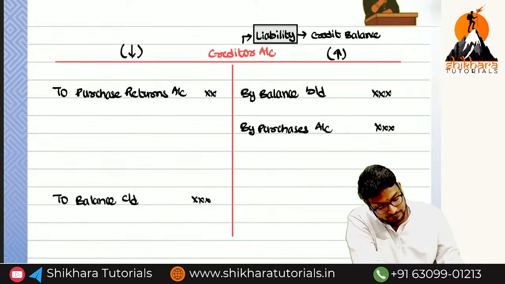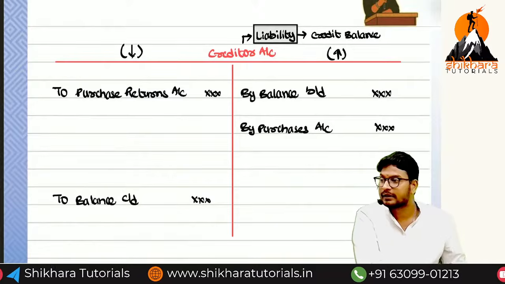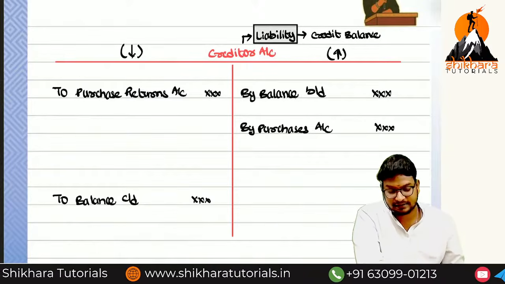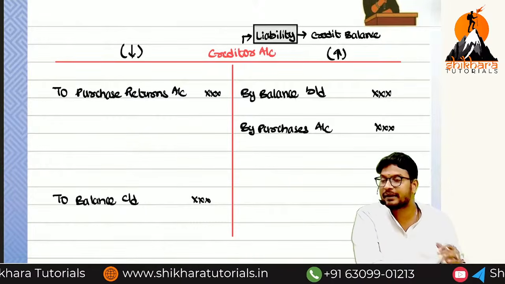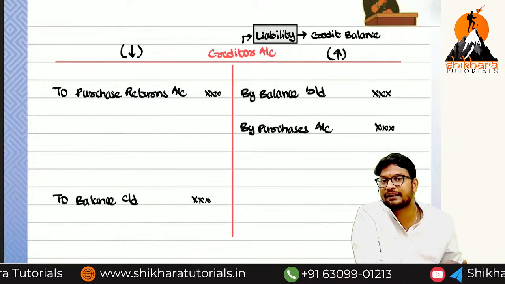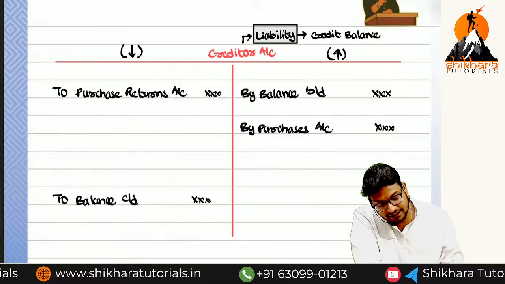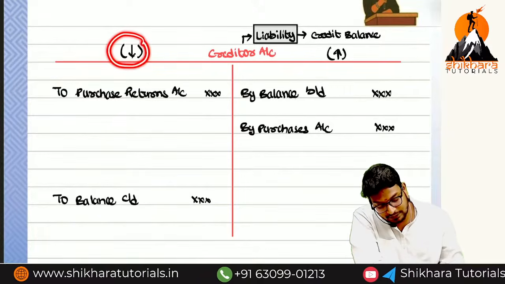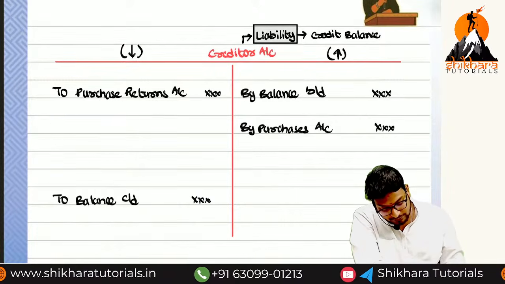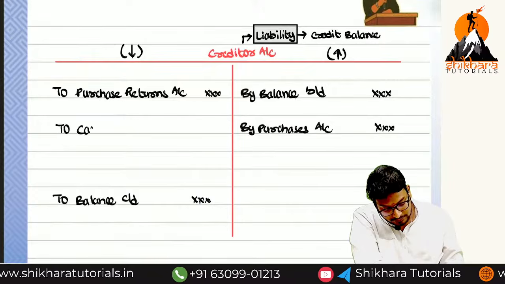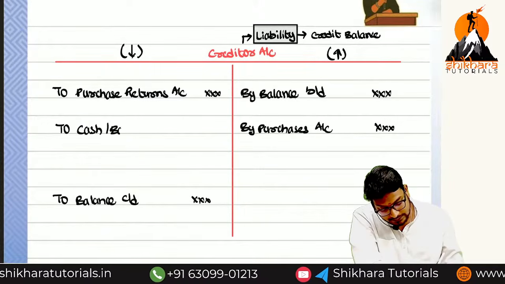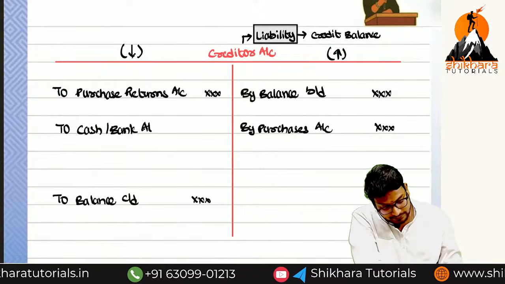Account. What is the entry? Creditor account debited to purchase returns account. If you are going to pay the amount to the creditor, the value increases or decreases? Decreases. So decreases means which side do we need to record? We need to record on the debit side with the name of to cash or bank account.